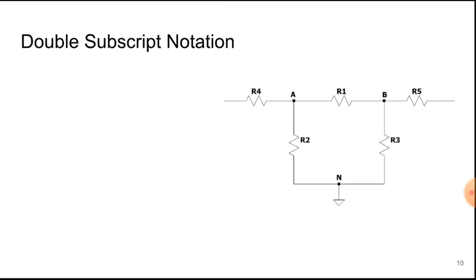So if you have here a simple circuit, how do we symbolize or how do we name the voltage across R2? Here in double subscript notation, we don't call it V2, but we call it VAN. Why VAN? Because A and N are the adjacent points to R2, or the voltage across R2. So we call it VAN.